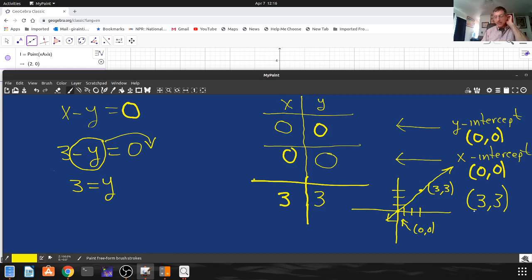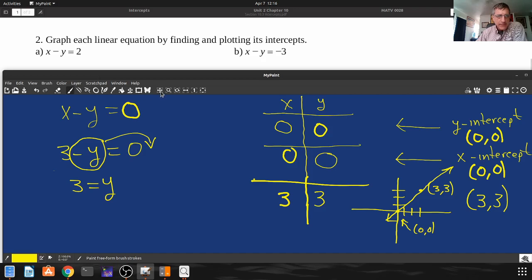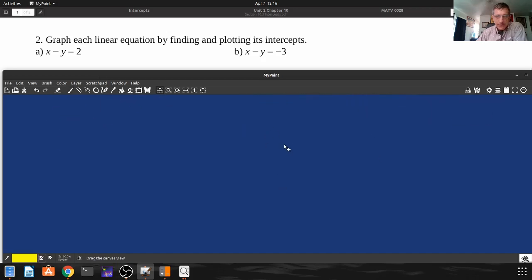Okay. Anyway, let's go back to what we're assigned to do. Let's go back to our worksheets, and let's do problem 2b. So our equation in 2 variables is x minus y is equal to minus 3.